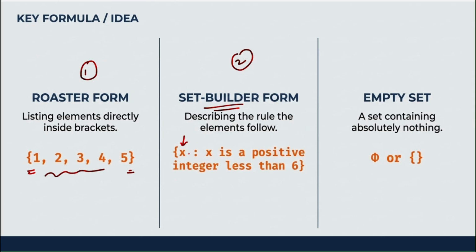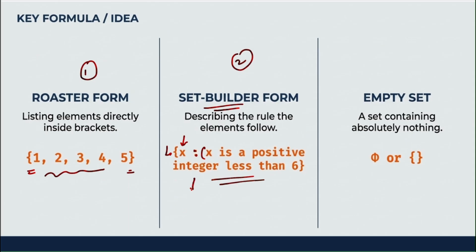The element of the set is represented by this variable x, and then we define some rules which we write on the right hand side of this colon symbol. This colon symbol represents such that. So when you read this set builder notation, the reading should be: the set of all x such that x is a positive integer less than 6.